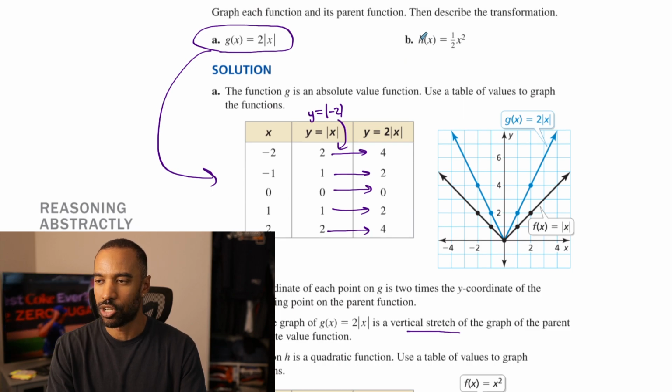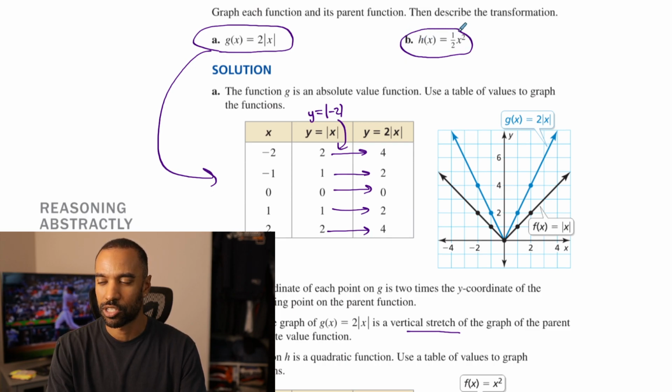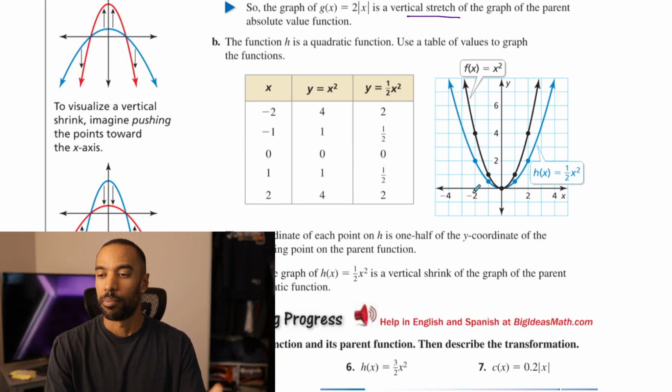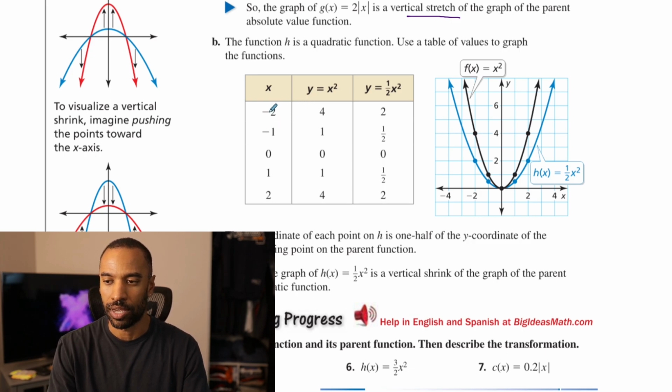This is h of x equals 1/2 times x squared. So the x squared graph is still the one in black, and the one in blue is the 1/2. Now, why is it wider? Because what happens is all the y values that you get by squaring these, remember -2 squared is 4, etc. Now we multiply by 1/2. Times 1/2 means divided by 2. Half. Half of 4 is 2. Half of 1 is 1/2.